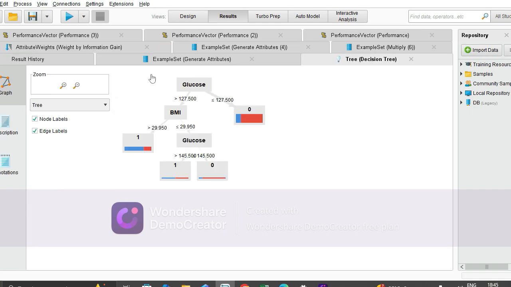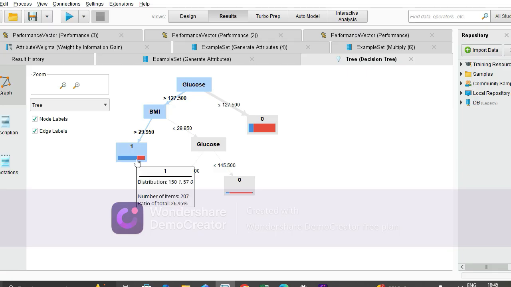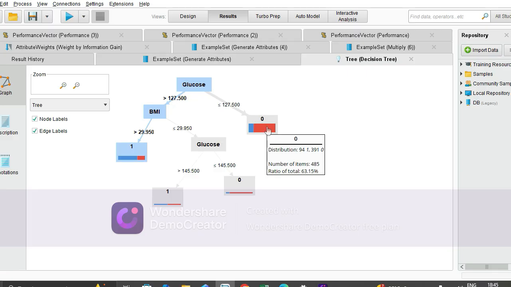In the decision tree, I show the factor that contributes the maximum in this process. If my glucose level is greater than 127, then our BMI branch will execute and it shows whether a person has diabetes or not. We find that if BMI is greater than 29, then the person is diabetic. So we find a diabetic person through this branch, but there are also other factors, like glucose less than 127 and the person is non-diabetic.